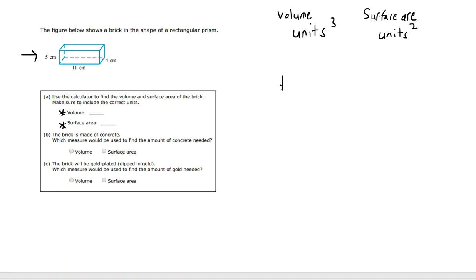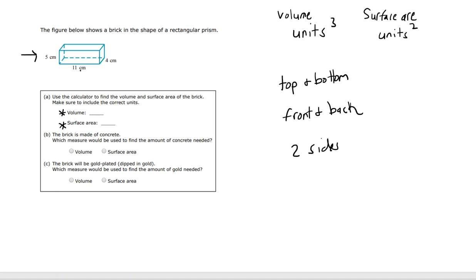And remember that a rectangular prism is made up of a top and a bottom, and those will be the same area. And then a front and back, those will be the same area, and then two sides. So we're going to find the area of all of these different faces, and then we're going to add them together, and that will be our surface area.